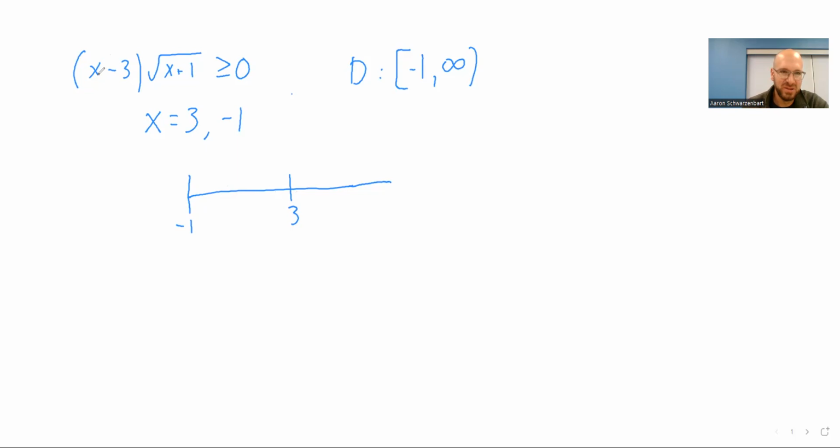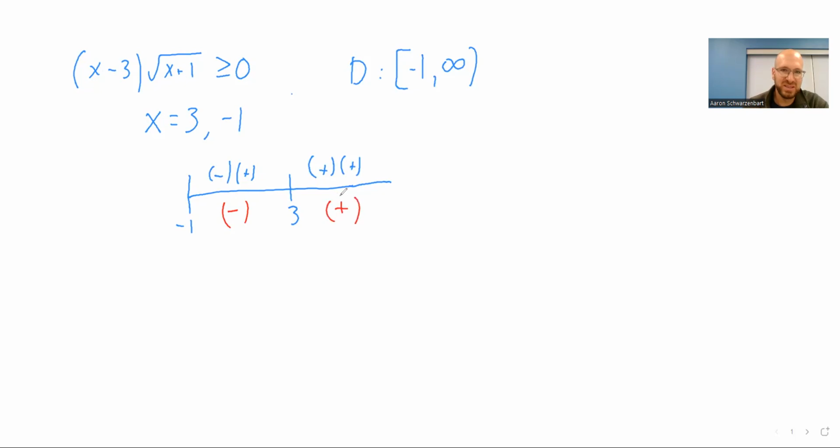Let's do 0. 0 gives me a negative in the first factor, positive in the second, giving me overall a net that's negative. Pick something to the right of 3, like 4. 4 minus 3 is positive. Square root of 4 plus 1 is also positive. That gives me a net positive.